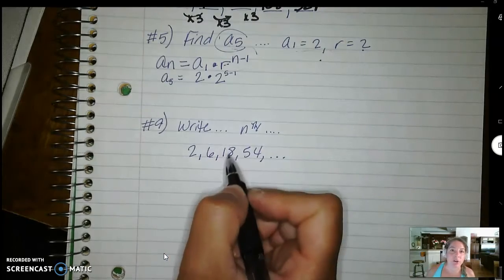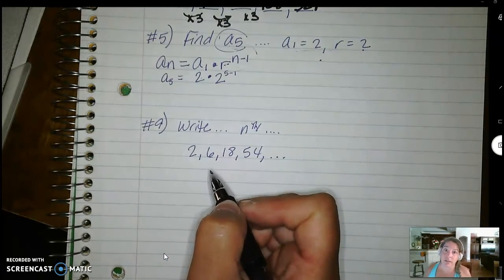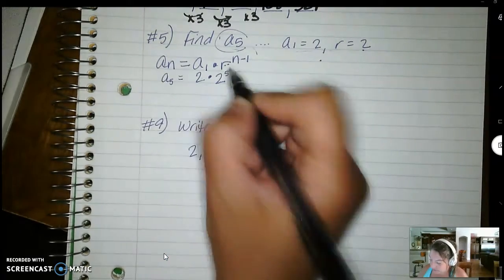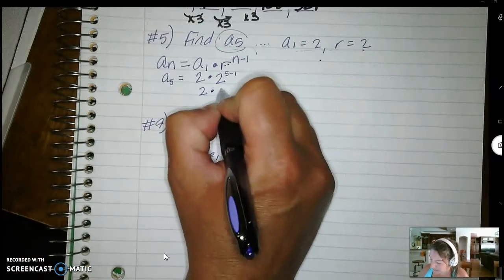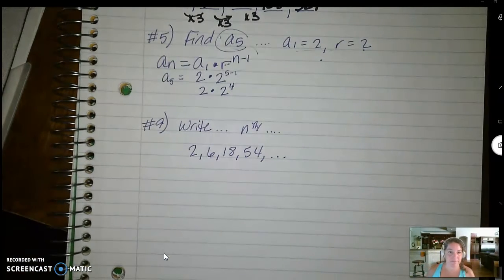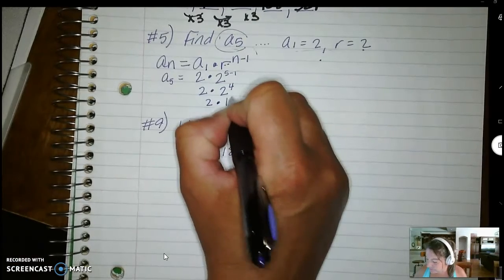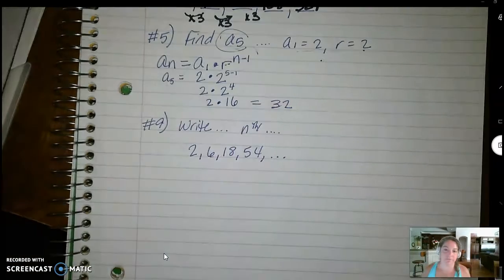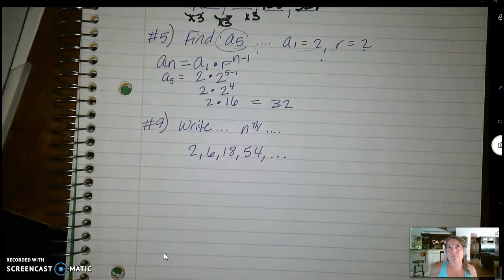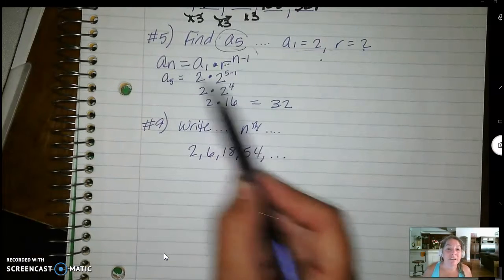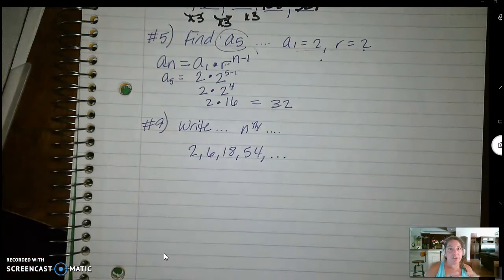By the way, this takes me longer to explain it than it does to actually do it. It's okay, okay? So 5 minus 1 you know is 4, so we're going to do 2 times 2 to the 4th power. Order of operations, you have to do those exponents first. And so we're going to do 2 to the 4th power, which I just double checked in my calculator, is 16. So 2 times 16 is 32. Okay? This pattern, or this formula, I mean, is a lot easier when they want you to find like the 17th term.